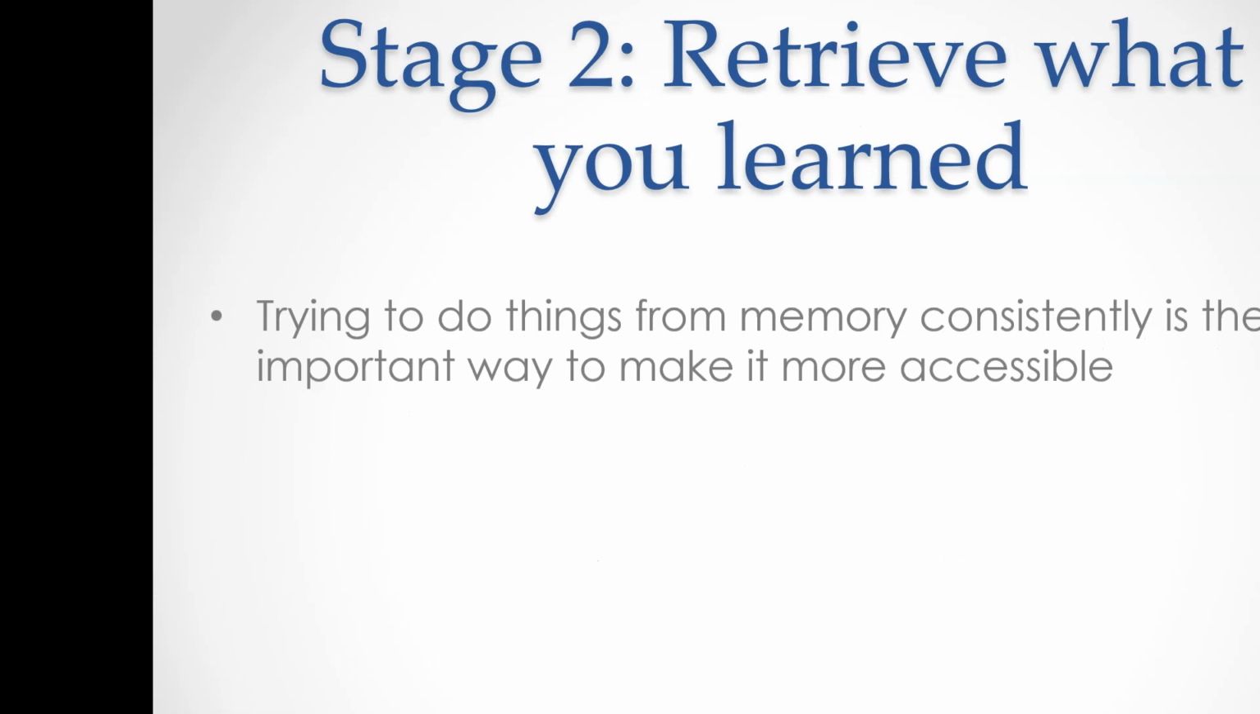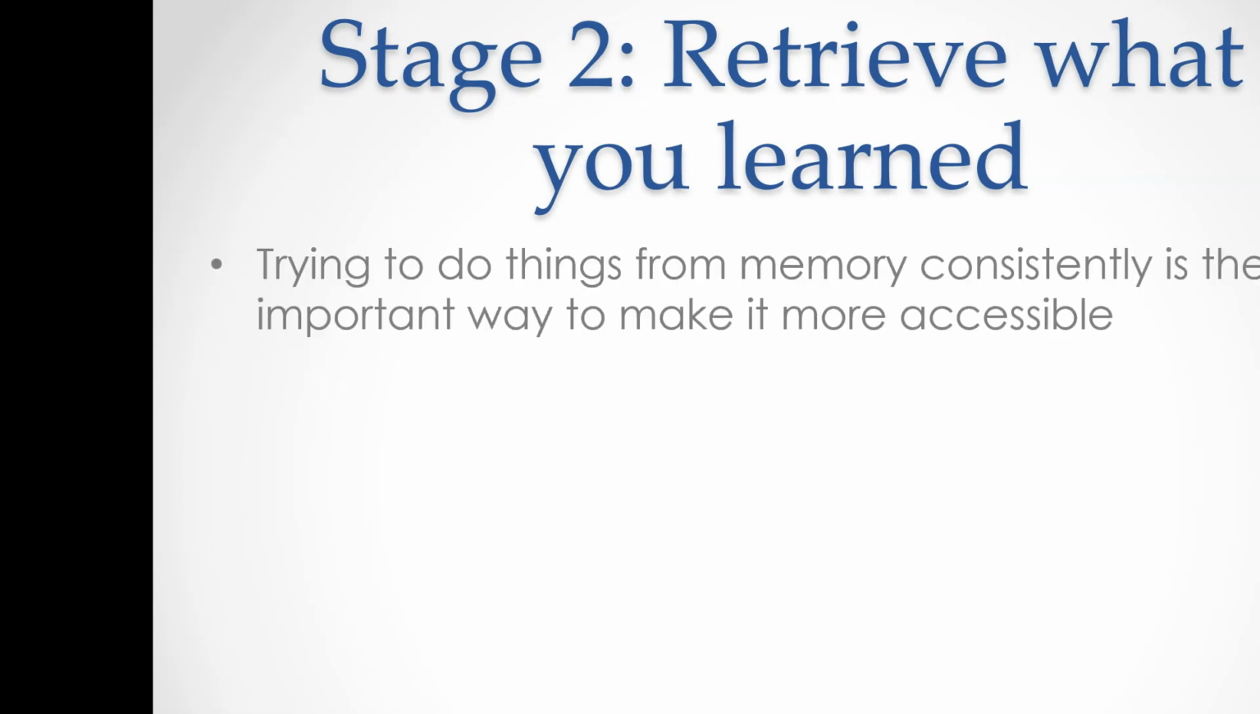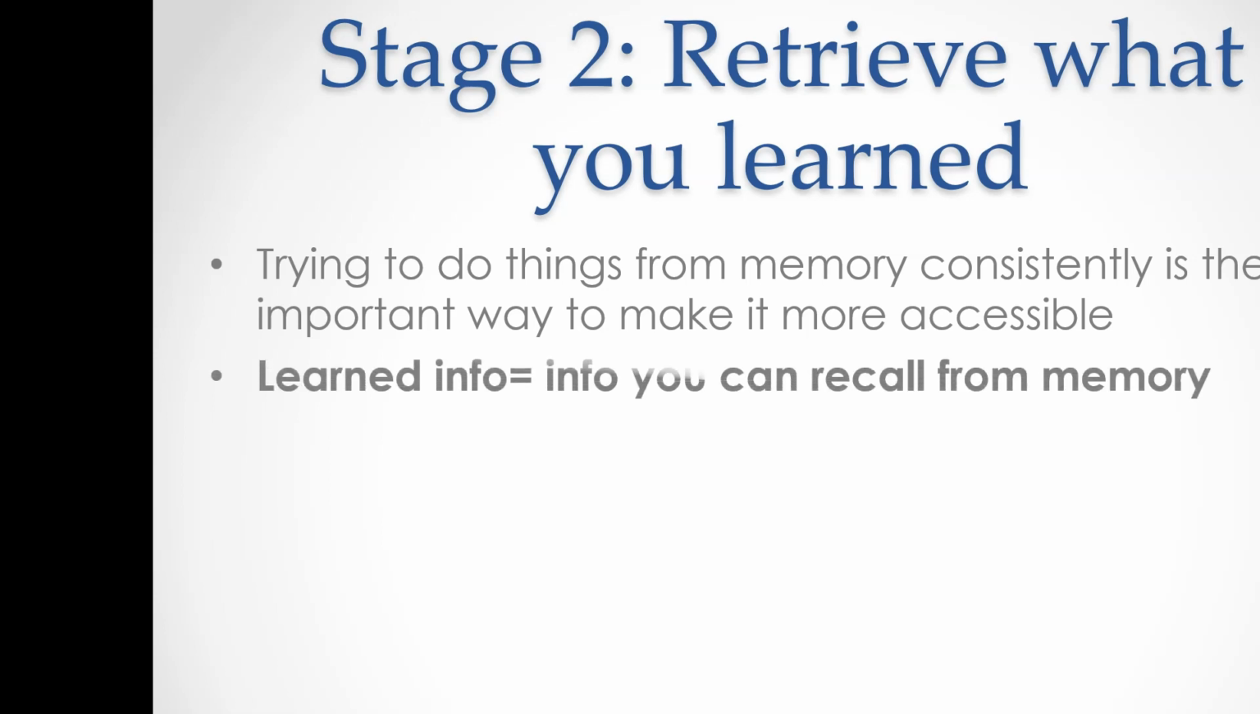Stage 2, retrieve what you learned. Trying to do things from memory consistently is the most important way to make it more accessible. So the more times you try to just access things from your memory instead of looking at something while you're trying to go over it, the more beneficial that study session will be. Learned info is info you can recall from memory. Remember that. If you can't recall it, you didn't learn it.